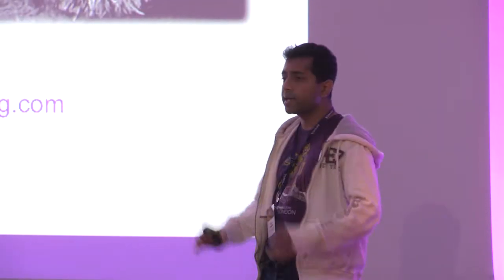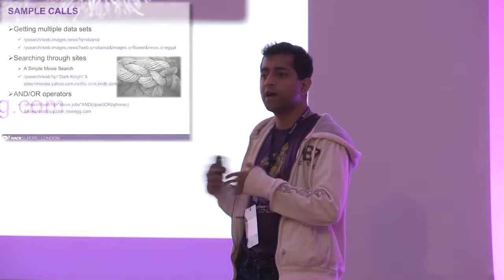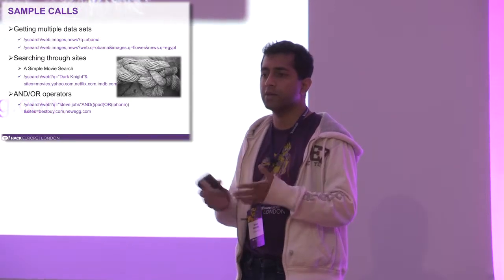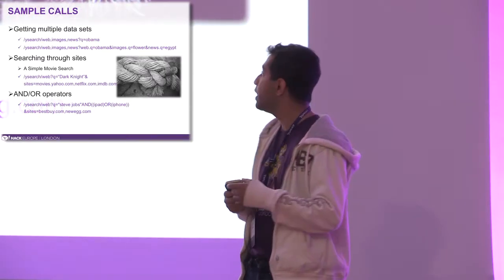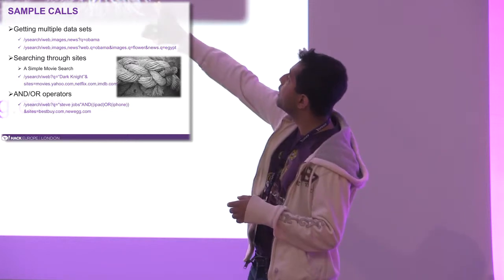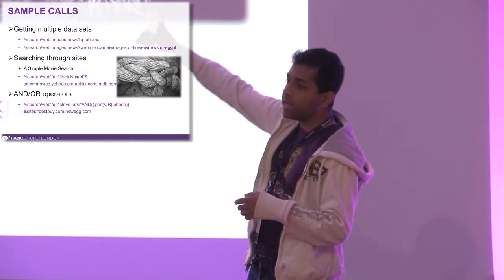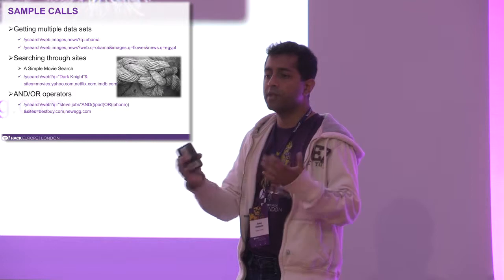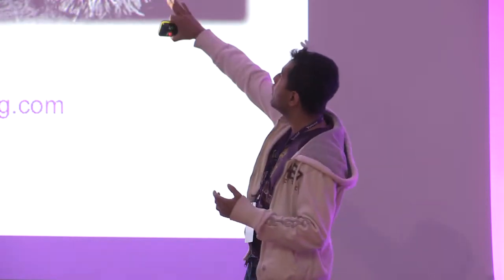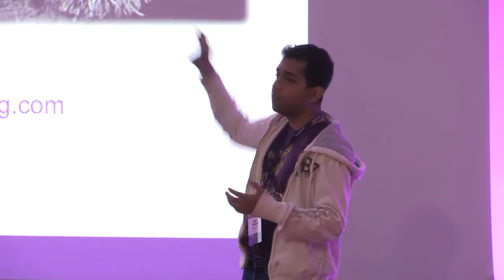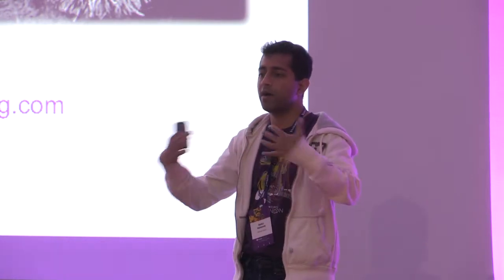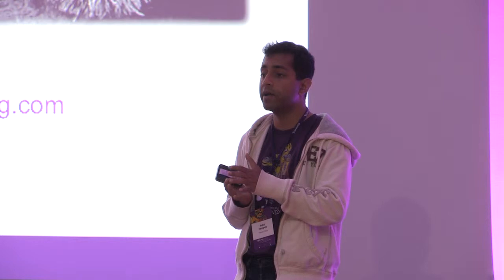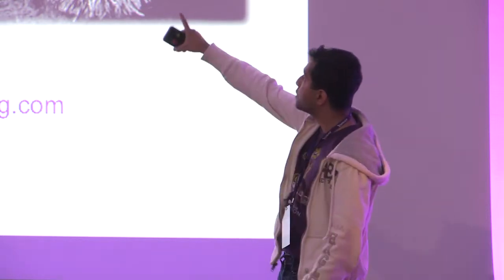So I showed you a simple example there of how you pass a query in, but let's start looking at much richer data sets, right? So for example, here I'm looking at getting data from multiple data sets. I want to look for Obama, but look for web search, image search, and news search all at the same time. Get all that content together, blend it together, for example, right? So that's the first query there.